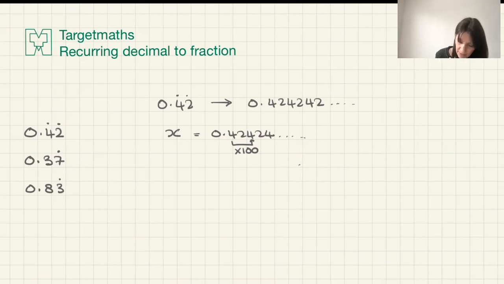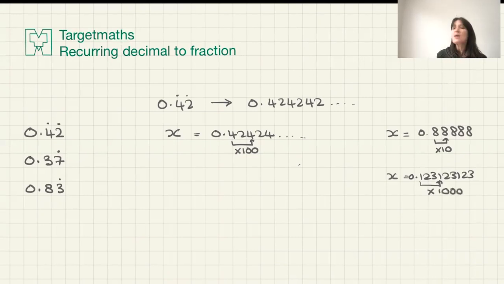Just before we keep going, I'm going to make this section clear, because this is the section that can change. If I had X equals 0.888 recurring, it's only going to take one place to go from 8 to 8 repeating itself. So here the manipulation would be times 10. If I had X equals 0.123123123, that 1 is taking 3 places before it repeats, so the manipulation would be times by 1,000. That is the part of the method that can change depending on the type of recurring you're given.